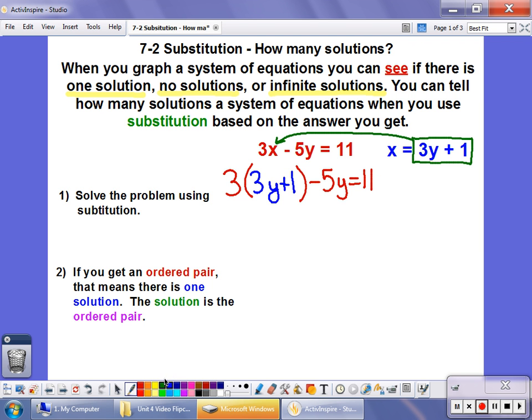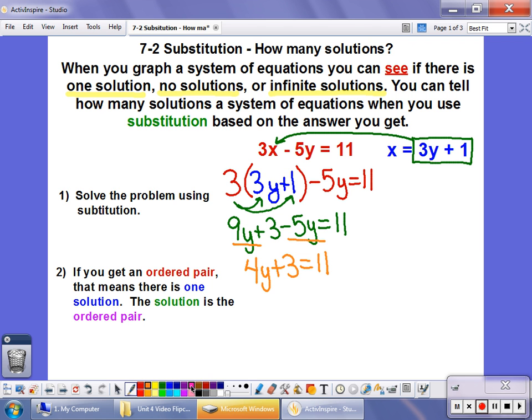I'll start off using my distributive property, which gives me 9y plus 3 minus 5y equals 11. Now I'm going to combine my like terms. I know that 9y minus 5y is 4y plus 3 equals 11. Then I need to get my 4y all by itself, so I'm going to subtract 3 on both sides here. And that leaves me with 4y equals 8. And finally, divide both sides by 4. And I find out that my value for y equals 2.